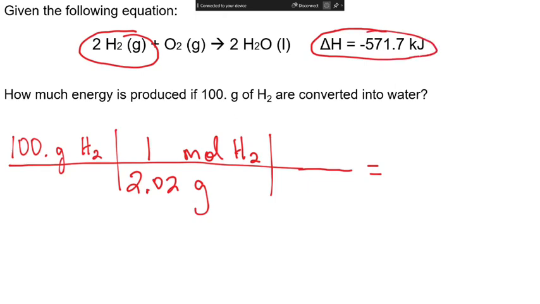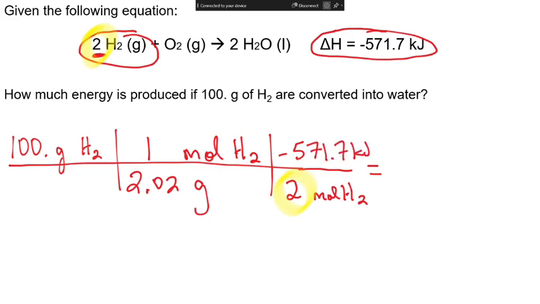571.7 kilojoules gets released. Well, I need moles of H2 to go on the bottom, so it will cancel. And there's a 2 with moles of H2. That's where I'm getting that 2 right there. That 2 is that 2. I would release. And again, the negative sign just means energy is released, all right?